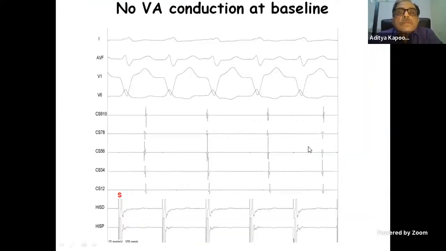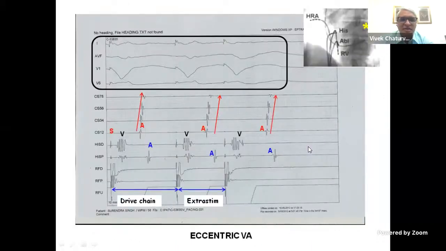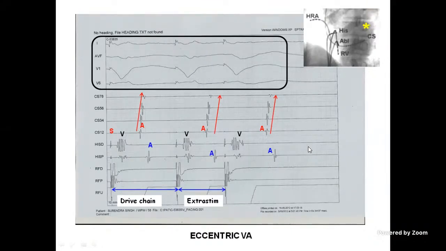Now, this is another tracing. Just one thing, Dr. Sorry, but can somebody tell me what does decremental actually mean? Any of the students? This is an important concept.